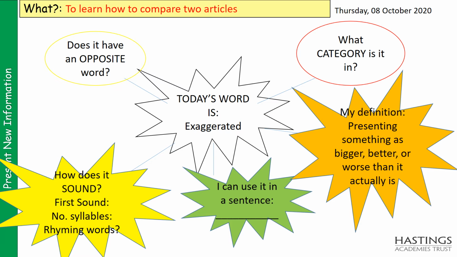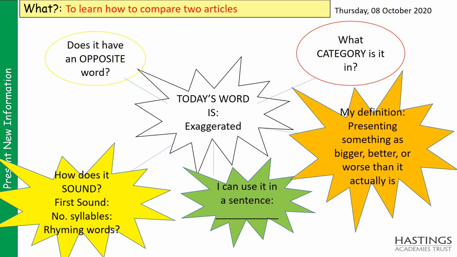Okay, so your word of the day today is exaggerated. So something that's exaggerated is when something's presented or shown as being bigger, better, or worse than it actually is. So if it's a little bit rainy outside, you might say this is the worst weather ever, which is a little bit of an exaggeration.